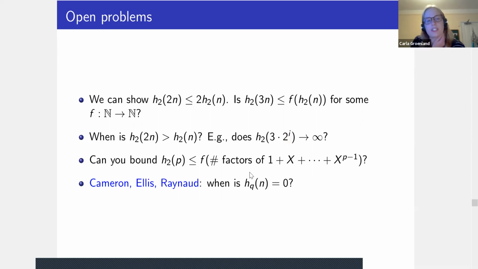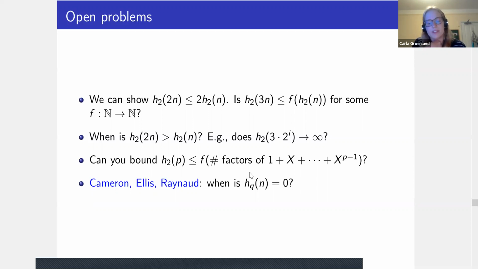Yeah, another question that we're interested in is to what extent this polynomial being irreducible is a gimmick of our proof. So suppose that instead of the polynomial being irreducible, we assume that it has a small number of factors, say it has only 2 factors. Can you then still bound the value of h2 of p?